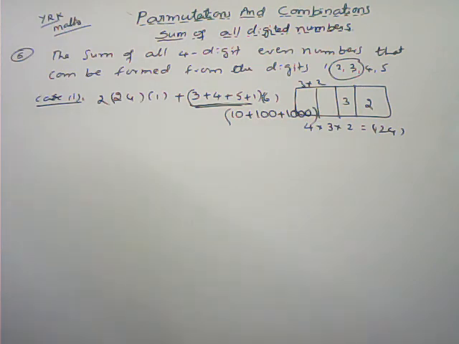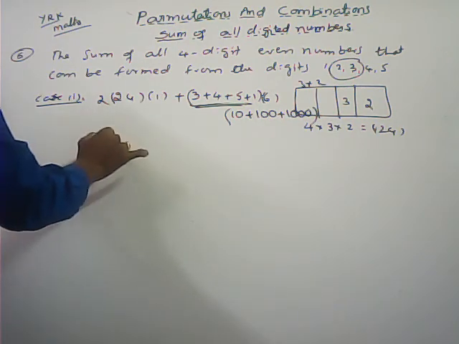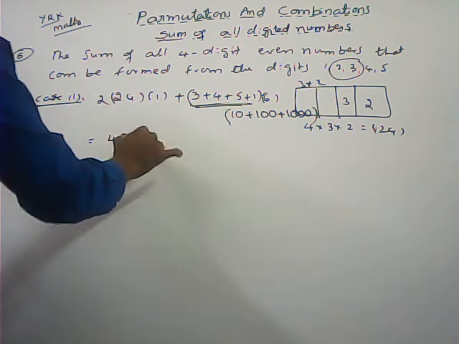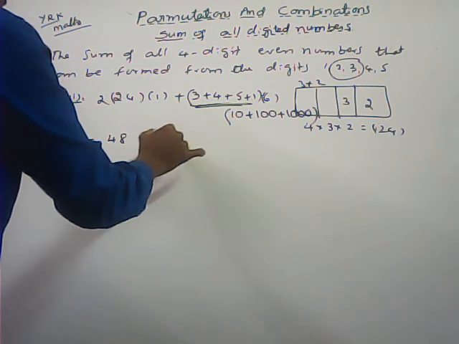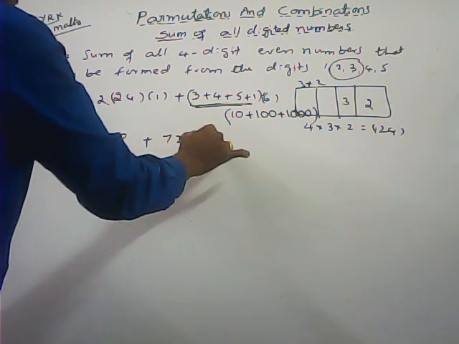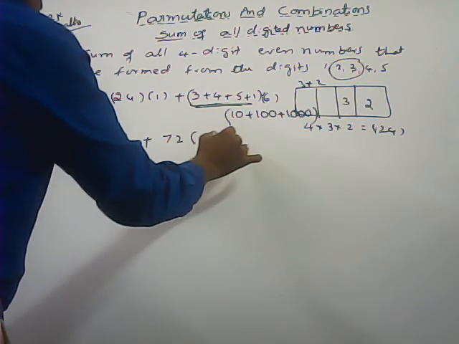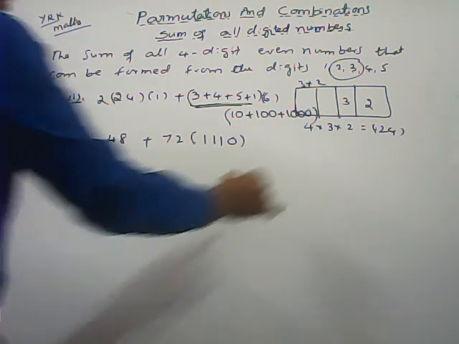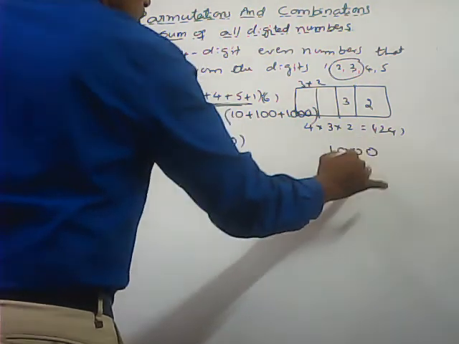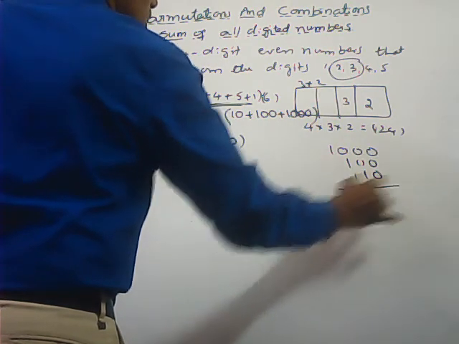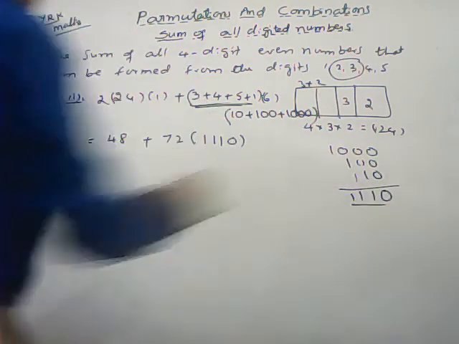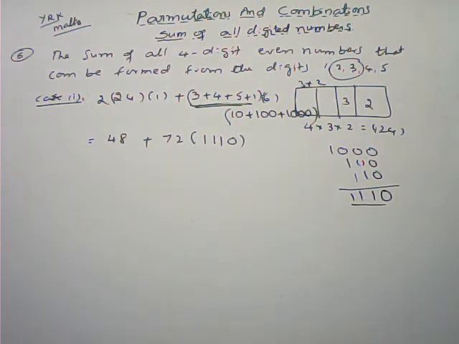So here we are getting this one. This is 48 plus 72 into 1110. Here 1000 plus 100 plus 10 plus 1, that is equal to 1110. That is the sum we are getting if 2 is in the units place.